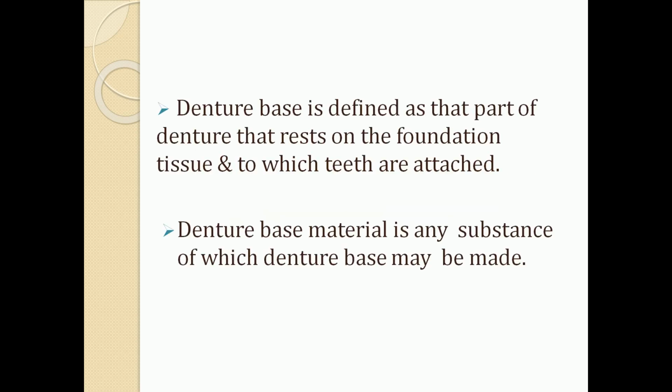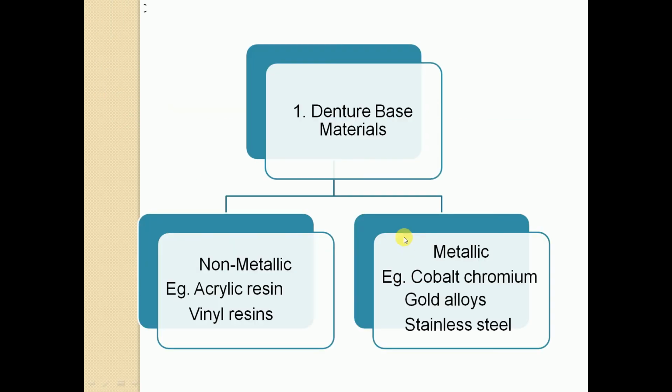So starting with this, basically what is denture base? It is defined as that part of the denture that rests on the foundation tissue to which teeth are attached. So denture base material is any substance of which a denture base may be made. This is the denture, this is the denture base, and this is the denture base material from which the denture base is made.